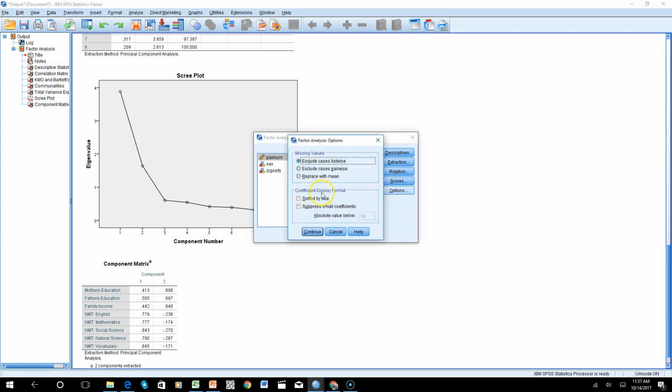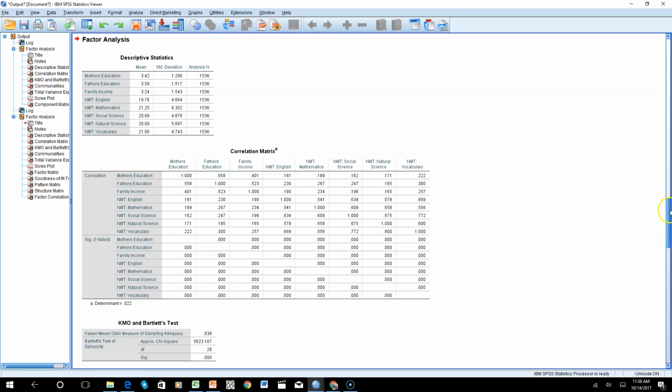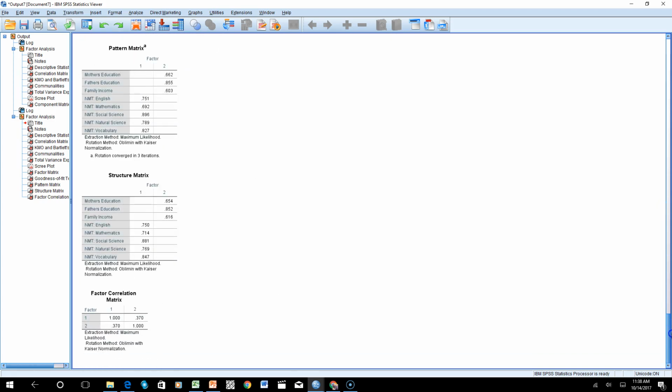And right here, on coefficient display format, we'll suppress the small ones. And normally the standard is 0.3, but I'm going to make it a little more strenuous and go to 0.4. Okay, I think I have everything set like we need it. We'll go down and let's check to see if we need to go back to Varimax.